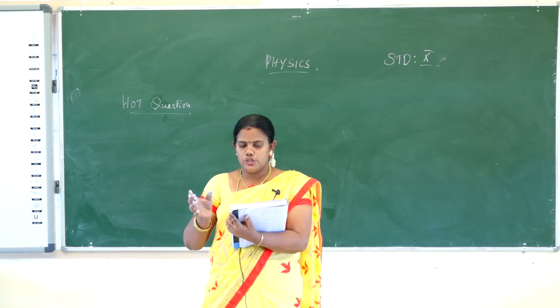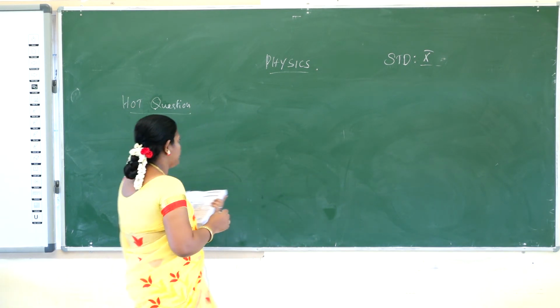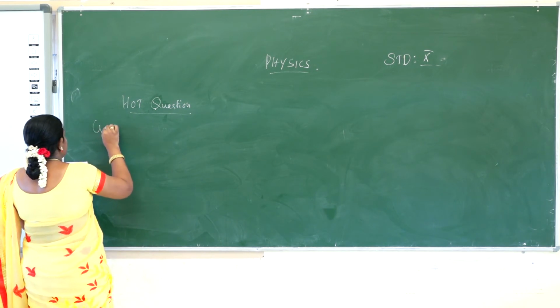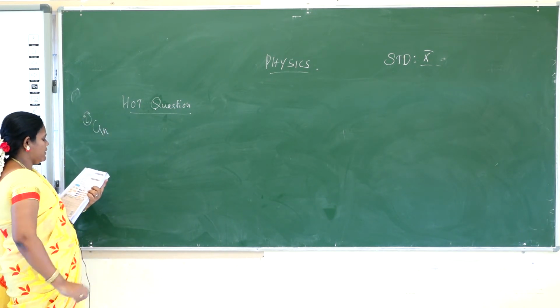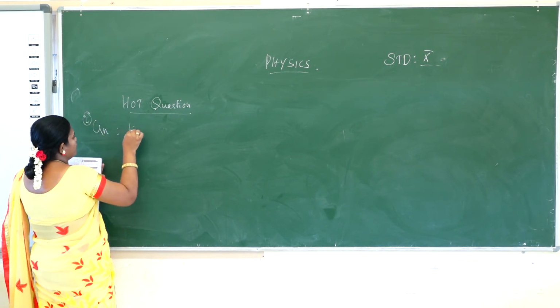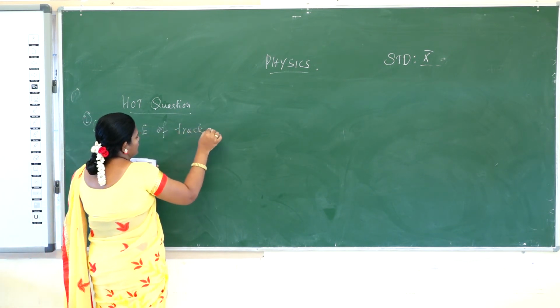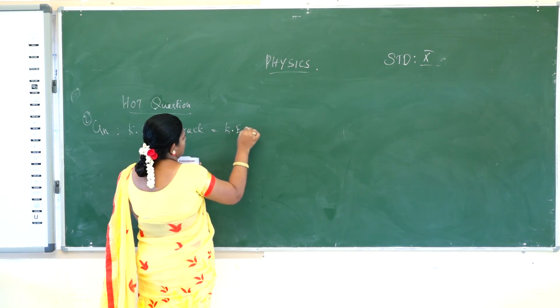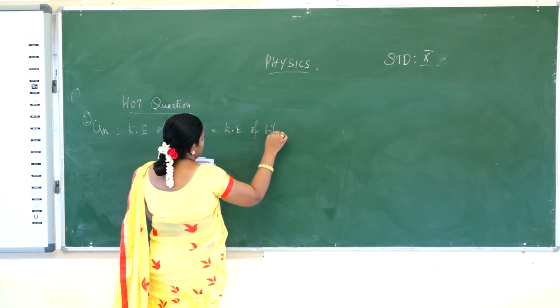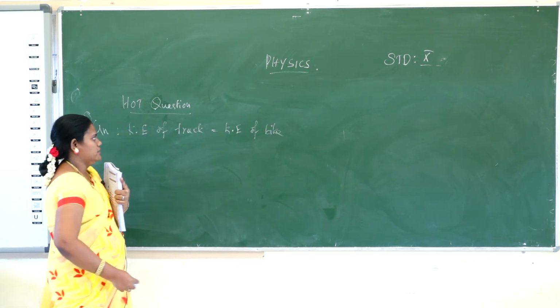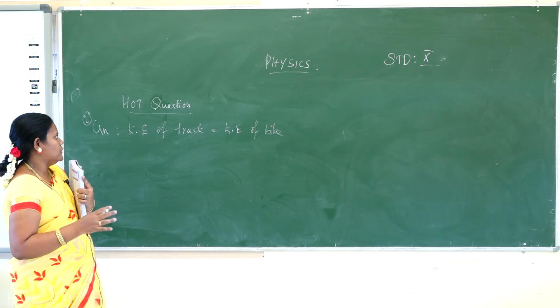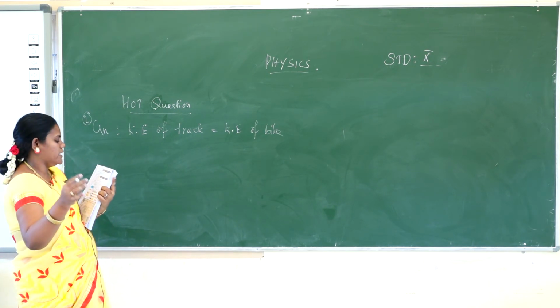So, the momentum ratio is what they are asking. First, the given values. What are the given values? Second hard question, what are the given values? The kinetic energy of the truck will be equal to the kinetic energy of the bike. So this is the given value: the kinetic energy of the truck is equal to the kinetic energy of the bike.